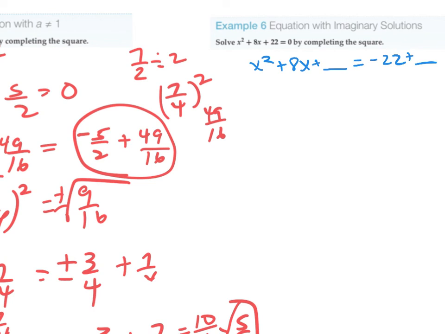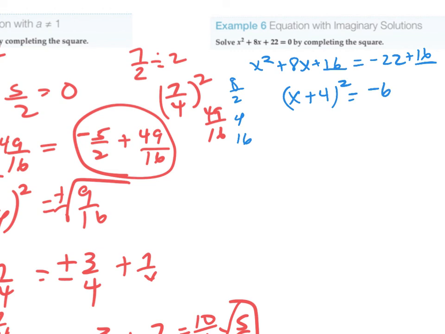Take my middle term, 8. I'm going to cut it in half, which is 4. I'm going to square that, which is 16. I'm going to add 16 to both sides. And so this will become x plus 4 squared, because that's the factoring. And if I do the math over here, I'm going to get a negative 6.